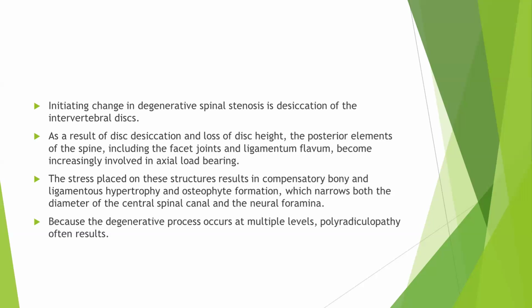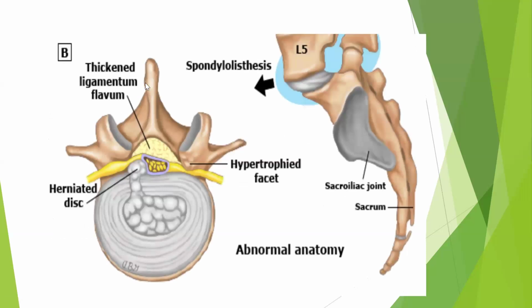Now, this is the initiating process, as I mentioned. And as you can see in the diagram here, this diagram is showing the possible etiologies. Any of these elements which are surrounding the canal can cause a stenosis: thickened ligamentum flavum, herniated disc, hypertrophied facet joints, osteophytes. Any of these things can form spinal stenosis.